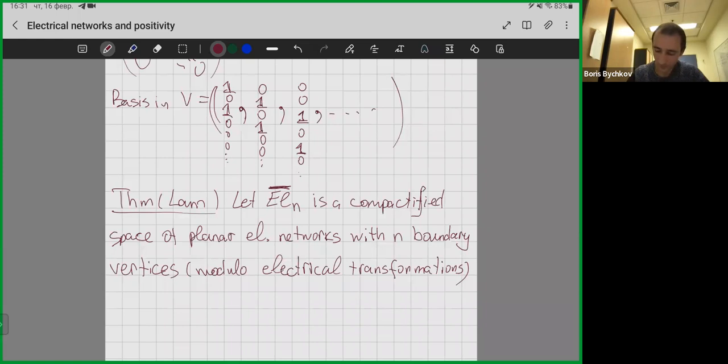And then for this space of electrical networks, there is a bijection with a totally non-negative Grassmannian n-1 to n. So then this Grassmannian, yes, not... I'm wrong with this guy.